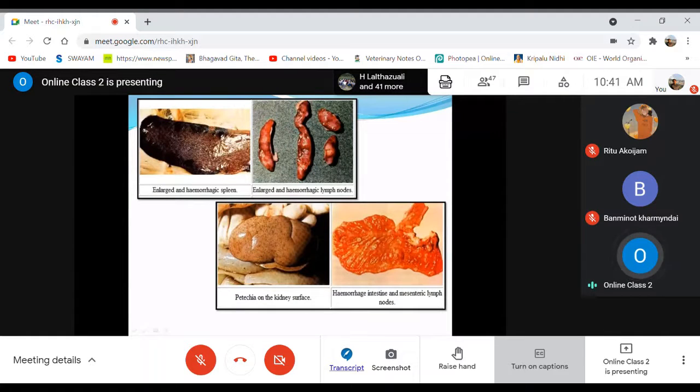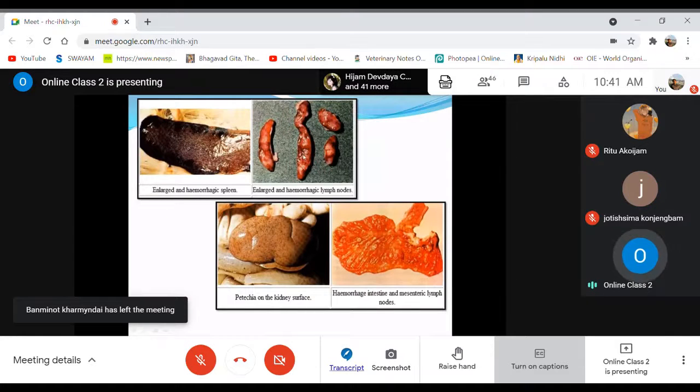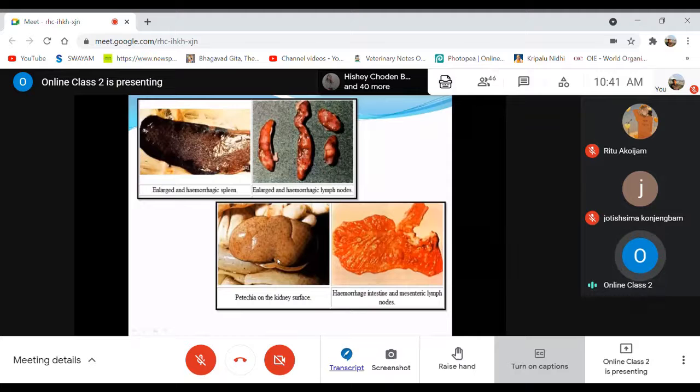The hemorrhagic infarct lesions there on the margin of the spleen. Then hemorrhagic enlargement of the lymph nodes, and the typical one is turkey egg kidney due to petechiae on the renal cortex. And so far as the intestines are concerned.